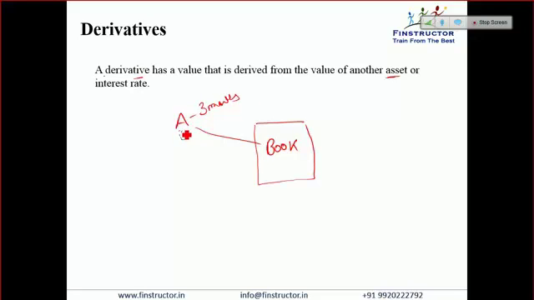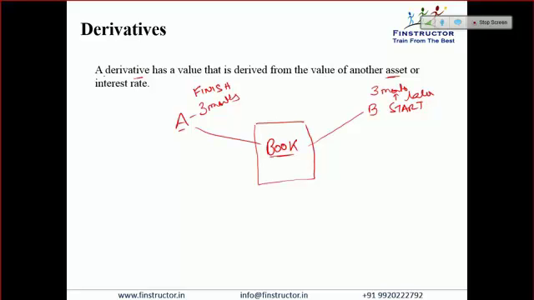So he currently owns the book, and 3 months later he feels that he would have finished it, so he may want to sell the book off. There's another counterparty B who's going to require the book, or who will start reading this book 3 months later. So counterparty A will finish the book in 3 months, whereas counterparty B will start reading this book 3 months later.